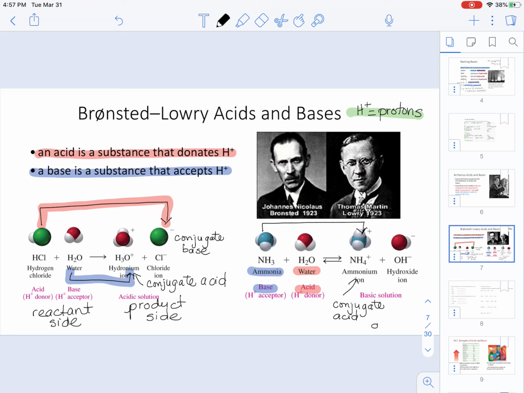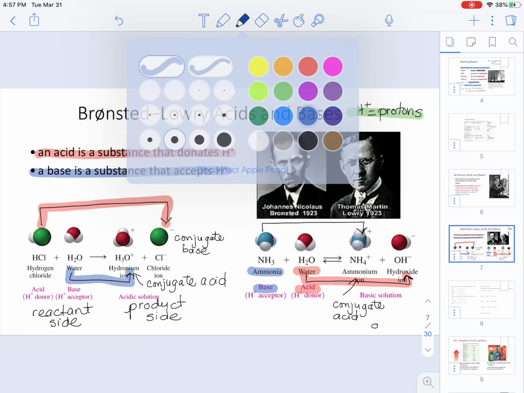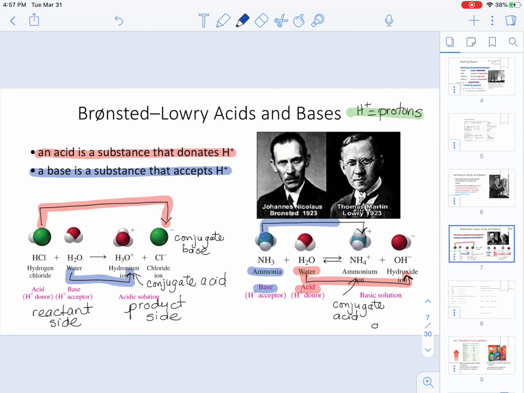for ammonia. In the case of water, because water lost a proton, hydroxide, which is what is formed from where water lost that proton, is considered the conjugate base of that water molecule.